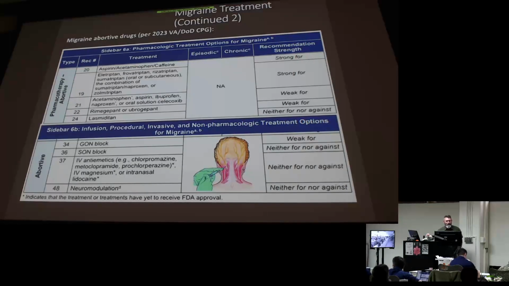As far as the DoD is concerned, though, this is what they say is strong for and what the evidence is weak for. On the bottom of the slide there, abortive therapy, and all these are abortive treatments or acute treatments. Those GON blocks and SON blocks, you guys know what those are? So specific nerve blocks they can do. I think the GON is greater occipital nerve. SON is what, supratrochlear, I think. So just a couple of nerve blocks that can be done that can help. But I will refer to this, but you need to know what I say is first line, second line, third line. I wouldn't pay a whole lot of attention to the strong for or weak for.